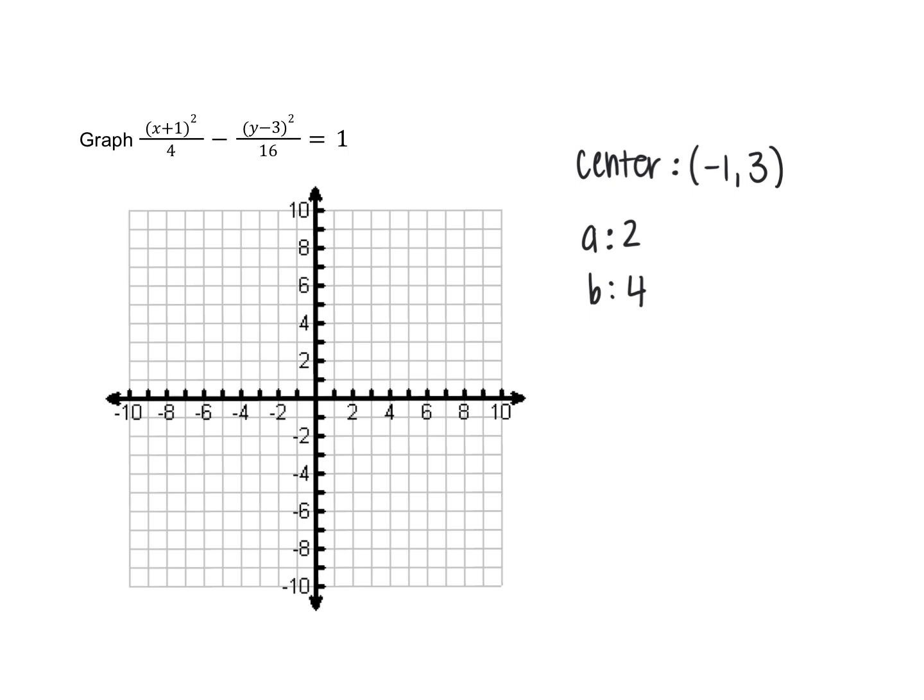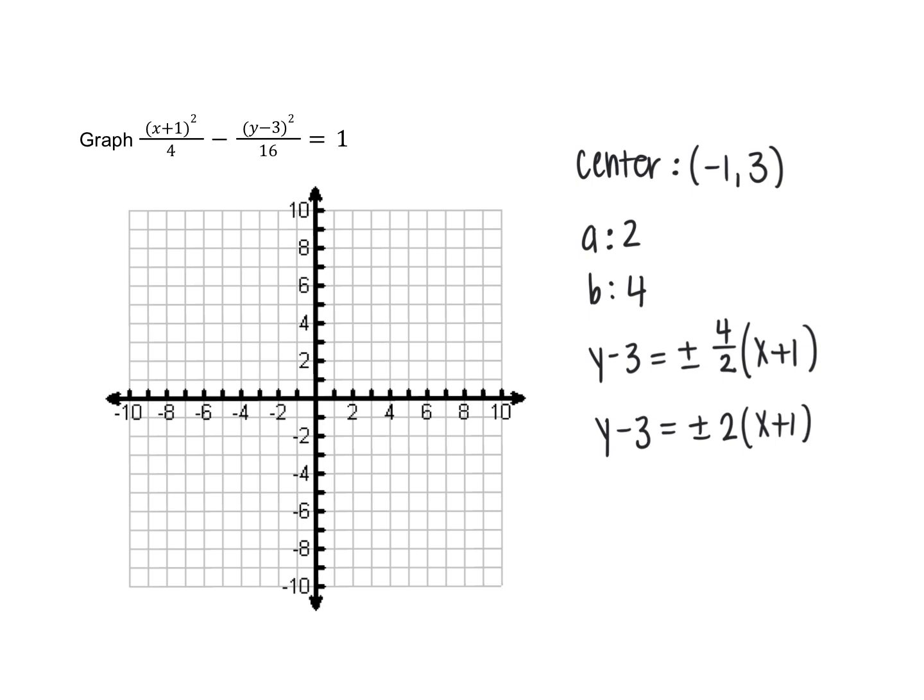And now I'm going to find my asymptotes. So y minus 3 equals plus or minus, and because y comes second, I'm going to do b over a, so 4 over 2, and then (x + 1). I do want to simplify my slope here, so my asymptotes are y minus 3 equals plus or minus 2 times (x + 1).